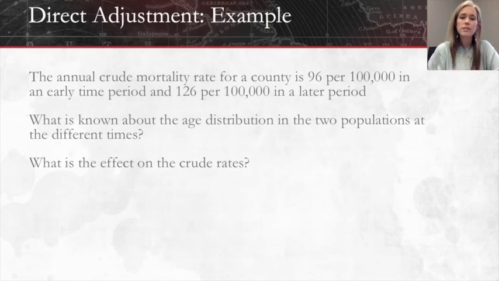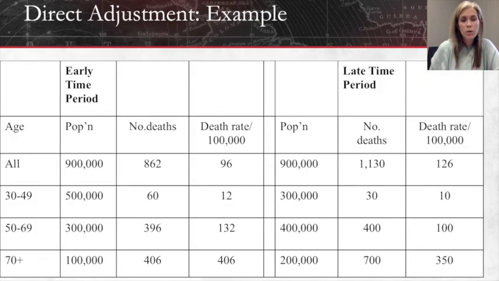The annual crude mortality rate for a county is 96 per 100,000 in an early time period and 126 per 100,000 in a late time period. What is known about the age distribution in the two populations at different times? And what are the effects on the crude rates? So looking here at the direct adjustments, let's say we want to make a direct comparison and do direct standardization from an early time period to a late time period.